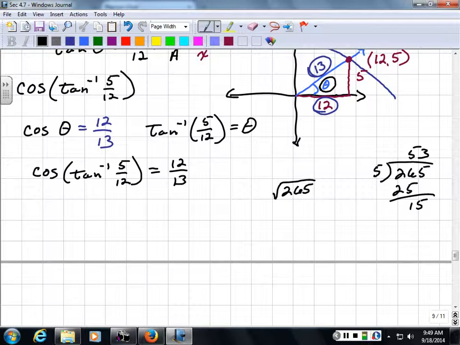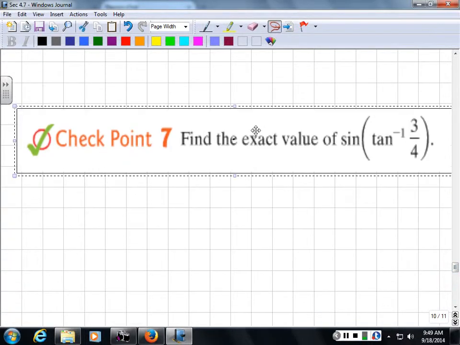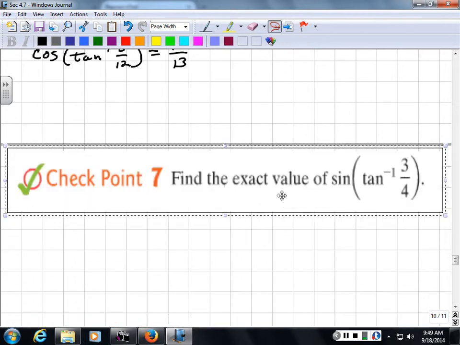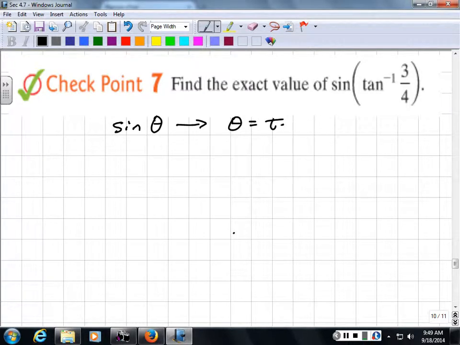Let's do one that involves something that's a little less easy than the one that we just did. Now this one's easy because it's a Pythagorean triple, so we can throw this one down pretty quick. Then we'll do the one that's not a Pythagorean triple. I'm looking for the sine of theta, where theta is equal to the inverse tangent of 3 over 4, which means that y is equal to 3 and x is equal to 4.